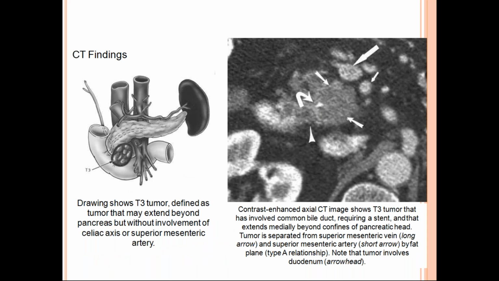Next, here the tumor is present in the head, but it is not encroaching the vessels. Okay, without involvement of celiac plexus or superior mesenteric artery. You can see here the tumor. Okay, in this image it is not clearly given.